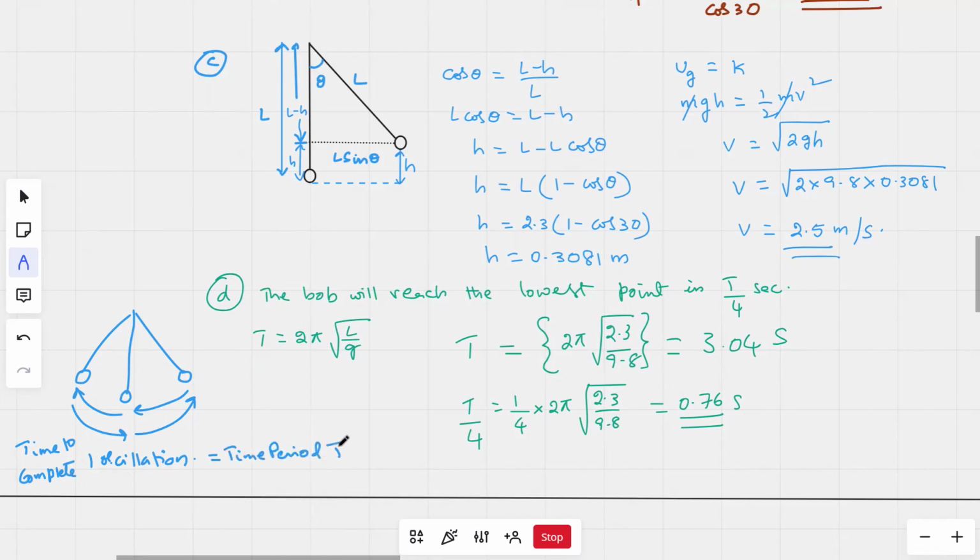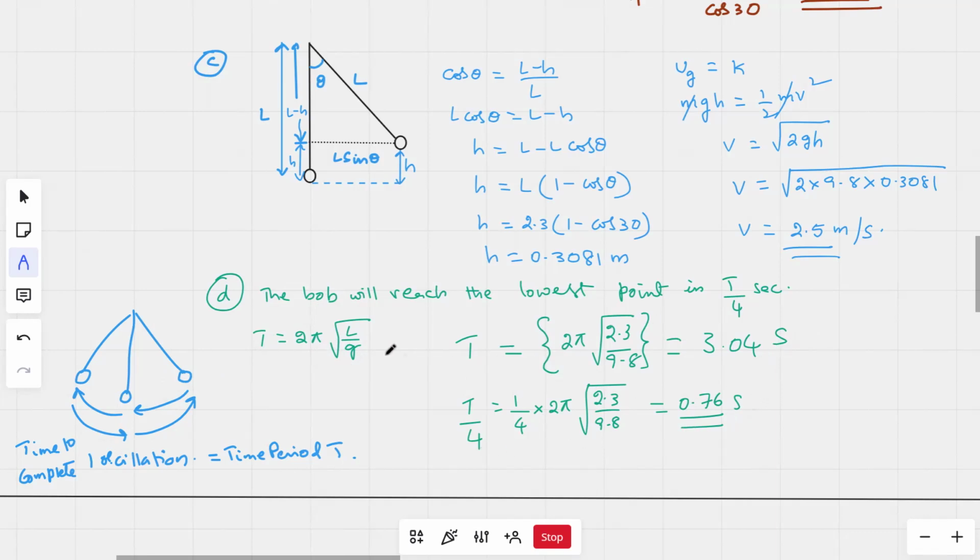Time period T. So T is equal to 2 pi root L by g. And then he is asking us to find out the time to reach the bob at the lowest point for the first time. So this is 1/4 of the journey. Am I right? 1, 2, 3, 4. So 4 parts is equal to T. So 1/4 of the T. Therefore, first we will find out the T value, and then if we divide that value by 4, we will get the answer.